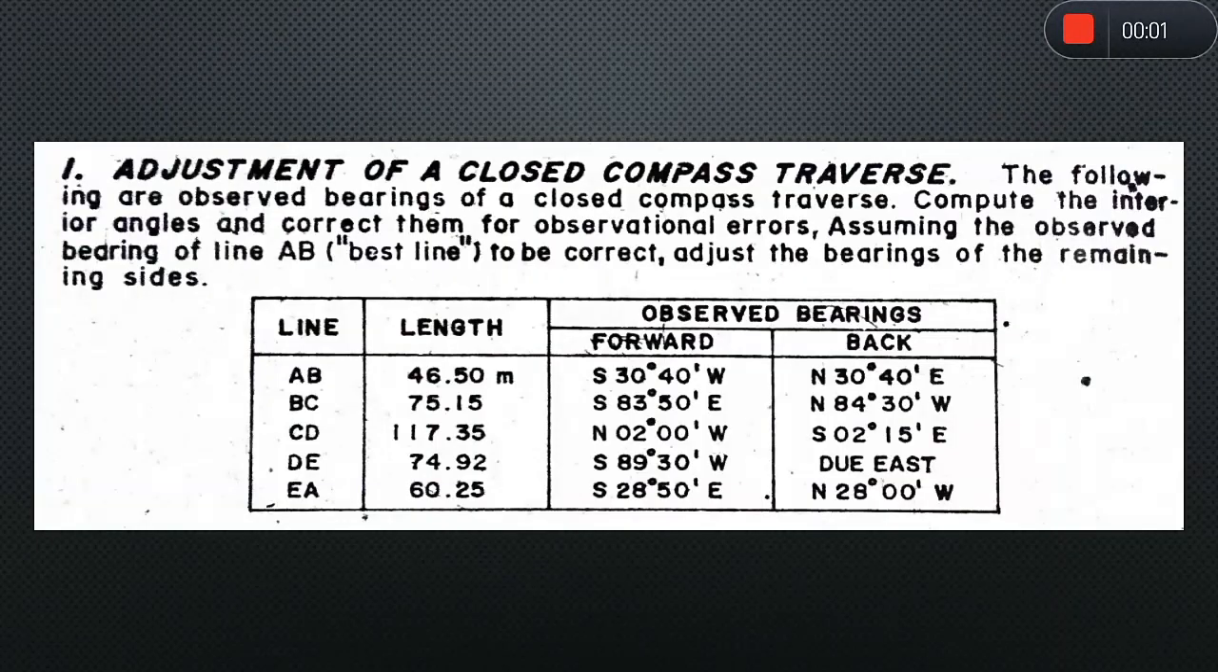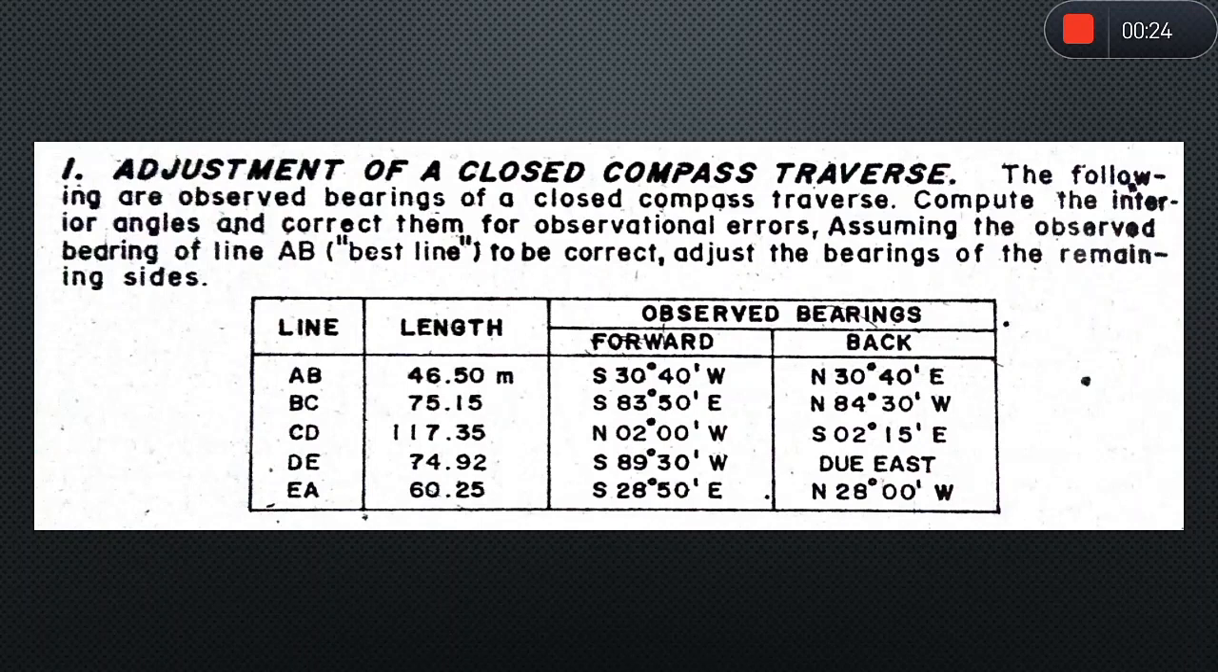So, dito naman sa topic na to, ang problem is all about adjustment of a closed compass traverse. So, the following are observed bearings of a closed compass traverse. Compute the interior angles and correct them for observational errors. Assuming the observed bearing of line AB is the best line, adjust the bearings of the remaining sides.